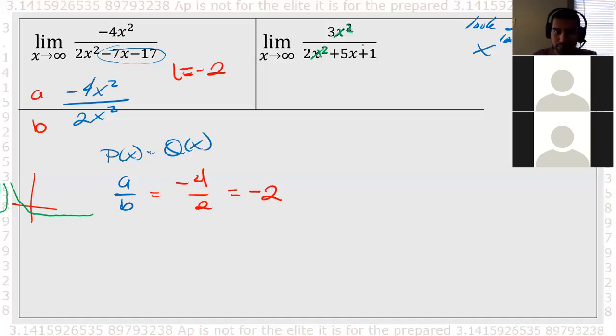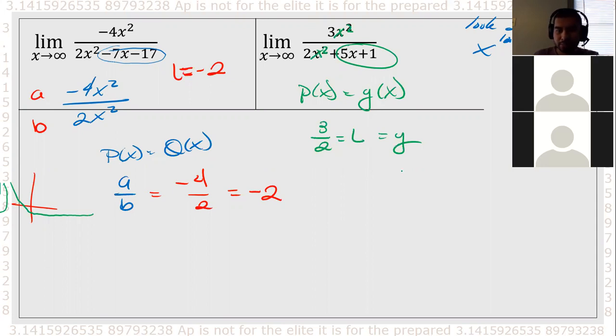Just 3 halves. Yep. So this right here, we don't have to worry about it because you're going to infinity. These are little smaller infinities and these are bigger infinities. Super weird stuff, right? So pretty much p of x is equal to g of x one more time. And I got that this will be 3 over 2 for my limit, or my y value, my height, as x approaches infinity.